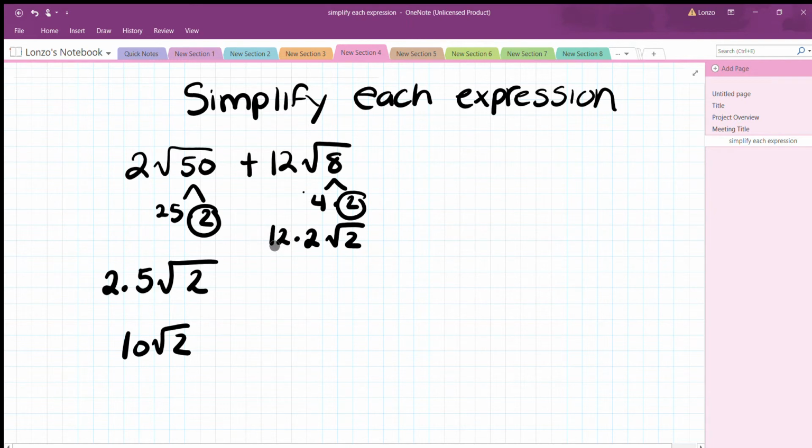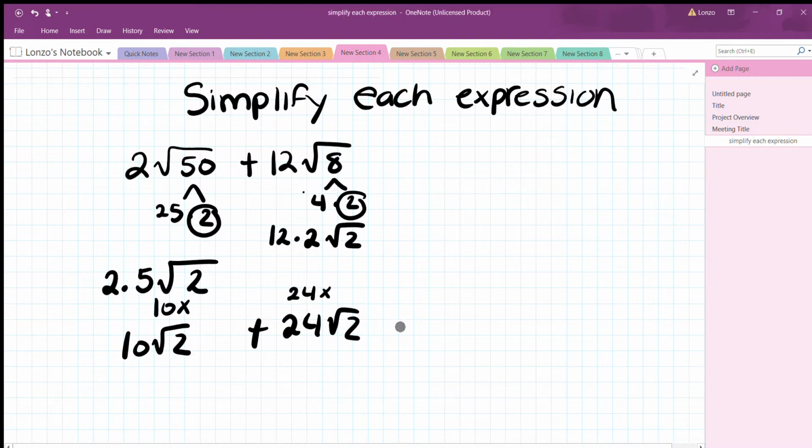So 12 times 2 is 24. So we're going to do plus 24 square root of 2. Now can we combine these two terms? We can, because they have the same radicand. You could think of it as this radical 2, like a regular 10x, right? 24x. They can be combined.